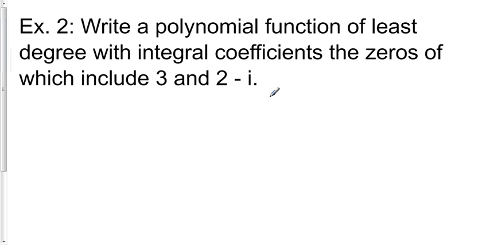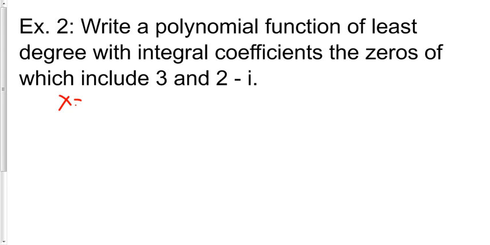All right, so here's the last example. Write a polynomial function of least degree with integral coefficients, the zeros of which include 3 and negative 2i. Now this is kind of a lot of words in this direction here, but we want to write a polynomial function. So you're going to choose a variable. I'm just going to use x. Of least degree, that means the lowest degree possible. Integral coefficients means that the coefficients in front of our variables are positive or negative numbers, no fractions, no decimals, they're integers. And the zeros include 3 and 2 minus i.